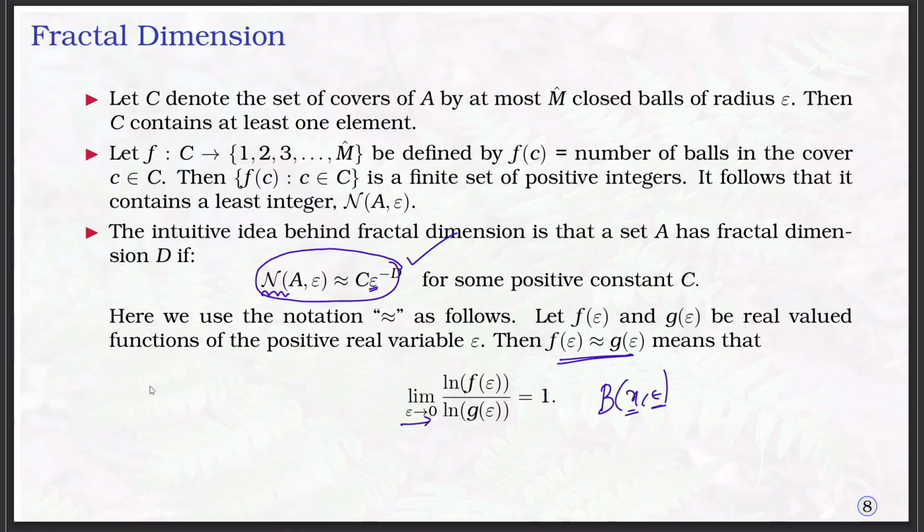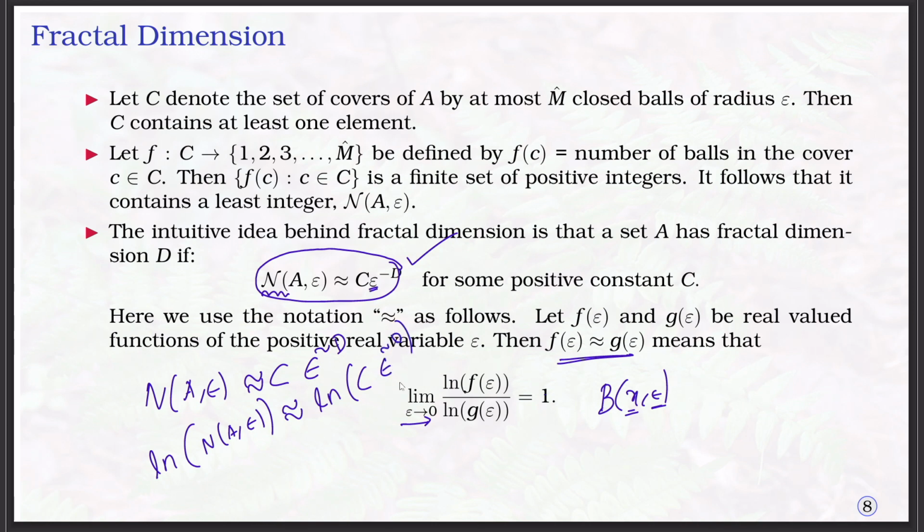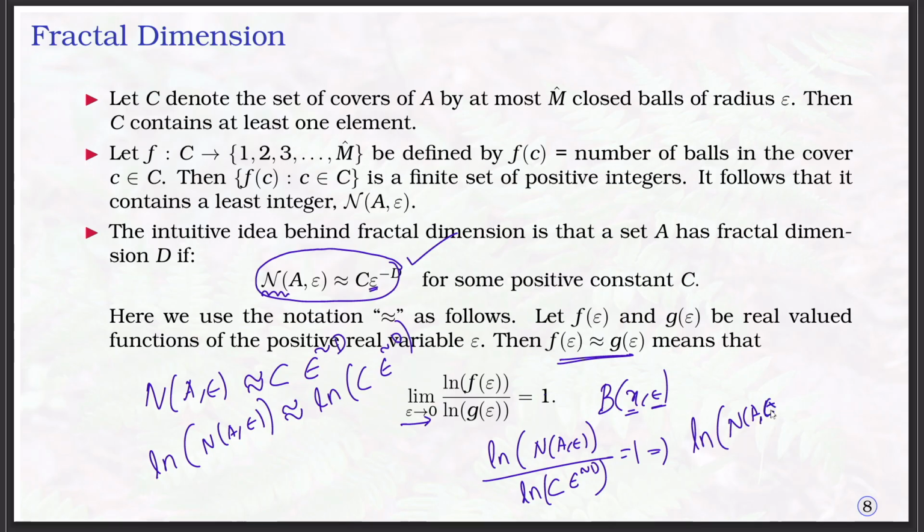Now one can write n of A of epsilon tilde C times epsilon power minus d. Take the natural logarithm on both sides: ln n of A comma epsilon tilde ln of C epsilon power minus d, where the ratio we have already given as 1. Therefore, ln n of A comma epsilon over ln of C epsilon power minus d equals 1, which implies ln n of A comma epsilon equals ln C plus, by the logarithm property, ln of epsilon power minus d.